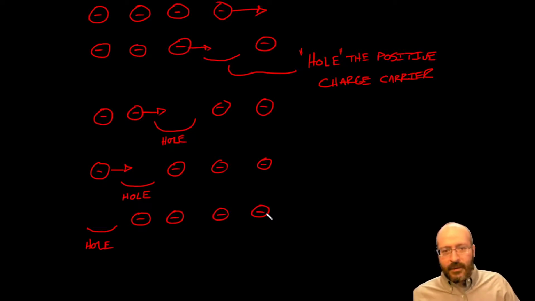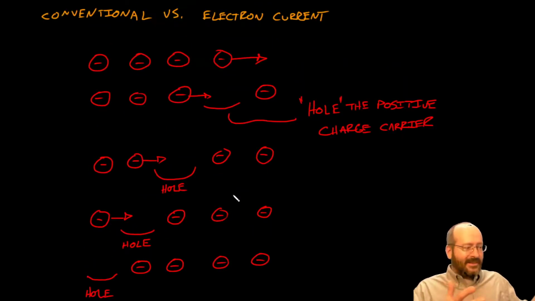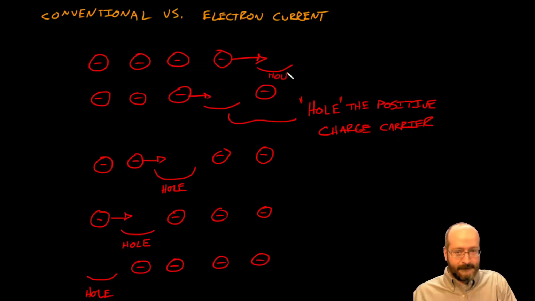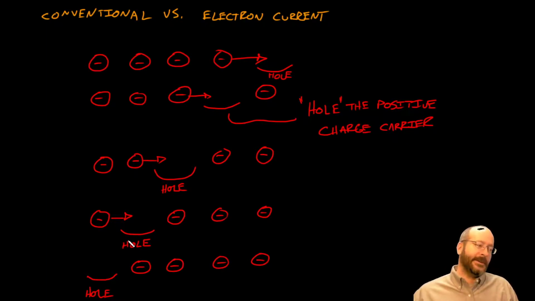So in this example, that I usually do with props, but hopefully these pictures are working for you, the electrons are moving to the right. But look where the hole is going. I guess I started out with the hole here, right? The hole moves to the left. So it moves in the opposite direction.